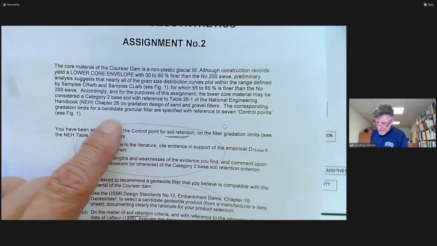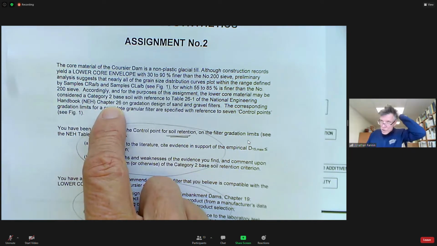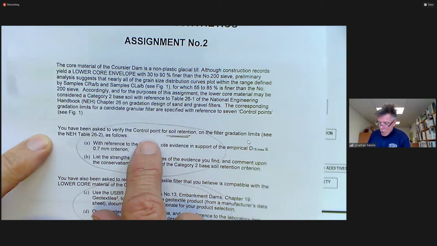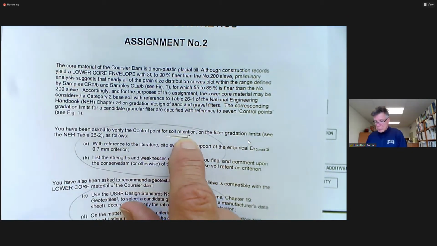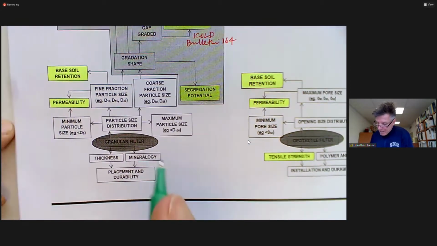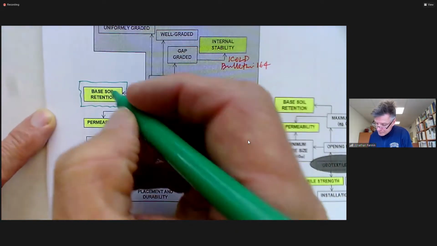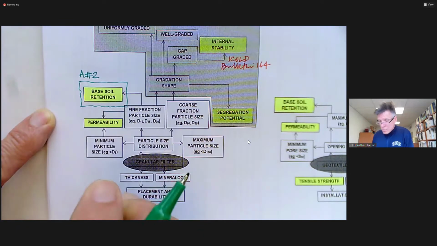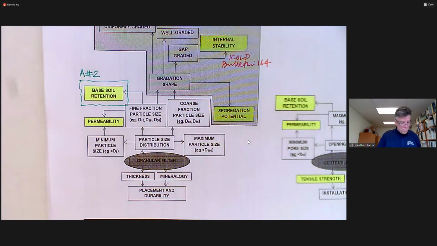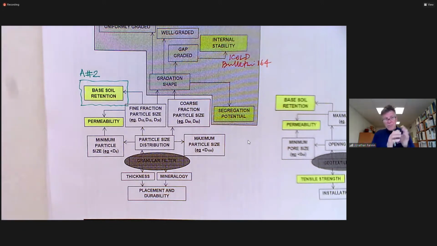It's this National Engineering Handbook, this NEH Chapter 26, that is the source document to go to for filter design. It's got the 7 control points. One of those control points is for soil retention. So in assignment number 2, arguably you're looking at this. The assignment number 2 on soil retention, and in it you would go in the granular filter design. You have to categorize the base soil with the NEH Chapter 26 approach into one of 4 base soil categories, from very fine to very coarse.